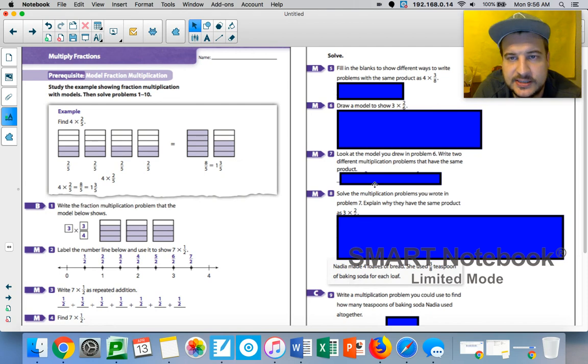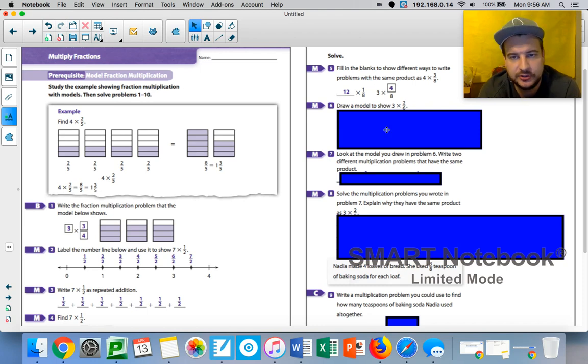Fill in the blanks to show different ways to write problems with the same product as 4 times 3/8. Okay, 12 times 1/8 and 3 times 4/8. So 4 times 3 equals 12/8. Okay, so you're trying to get 12/8 again. Another way to get 12/8 would be 12 times 1/8 or 3 times 4 eighths, which would give you 12 eighths. You could have also said 1 times 12 eighths as well.